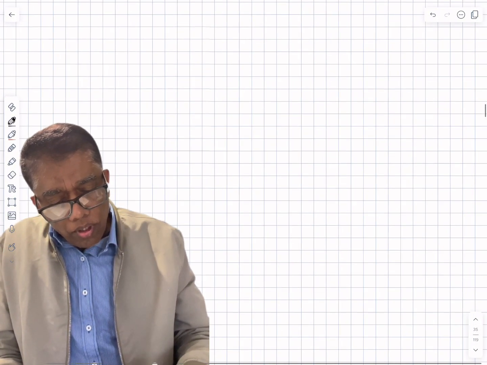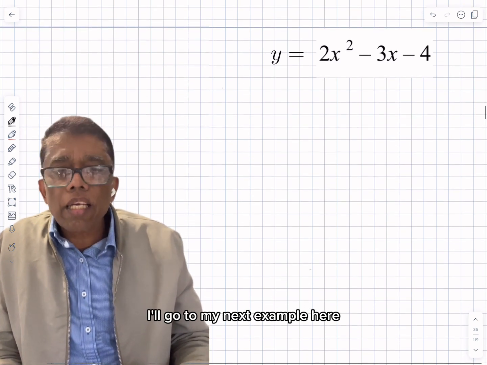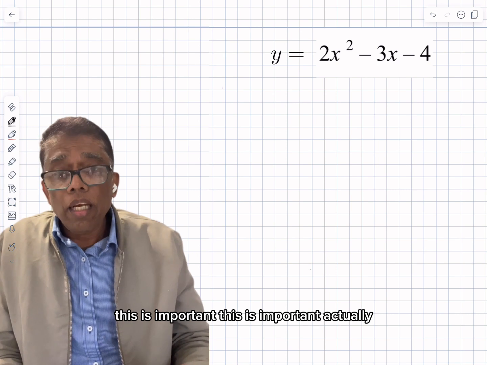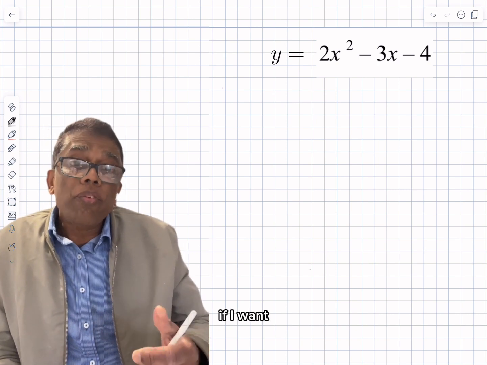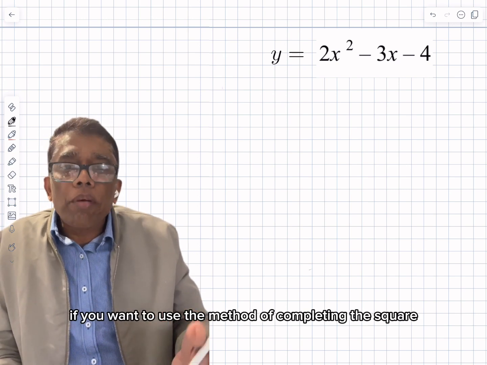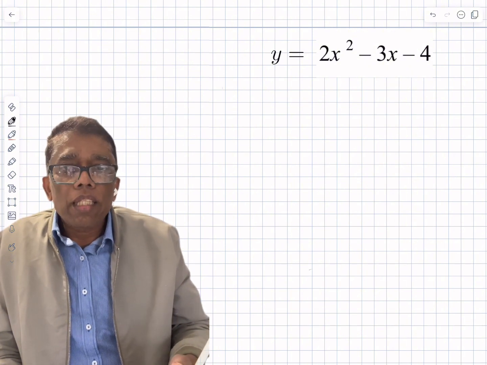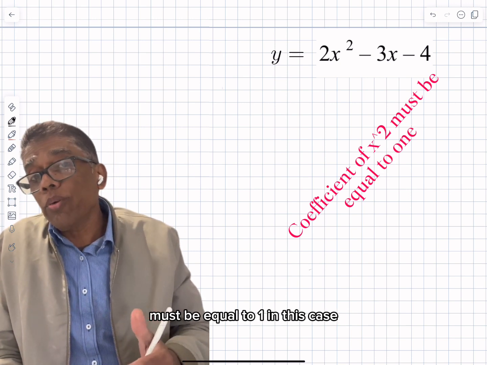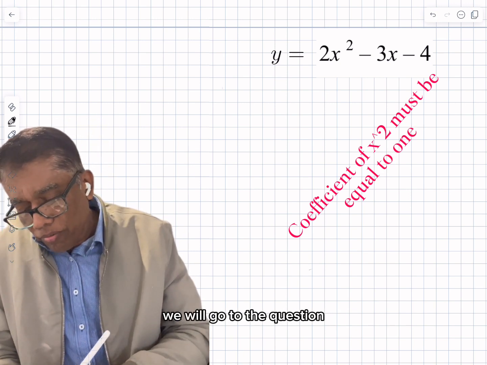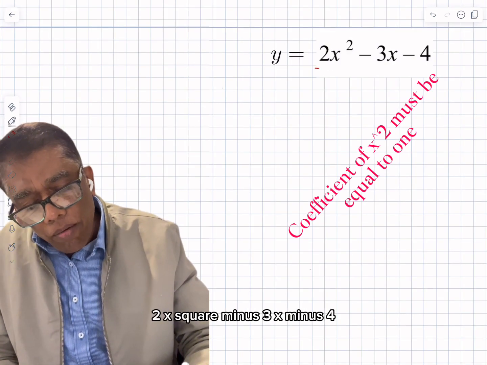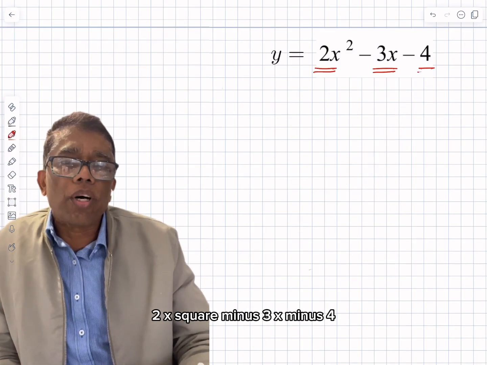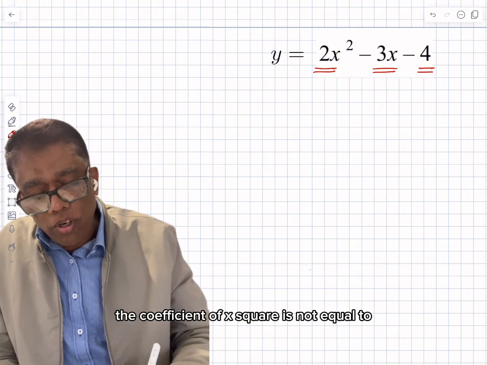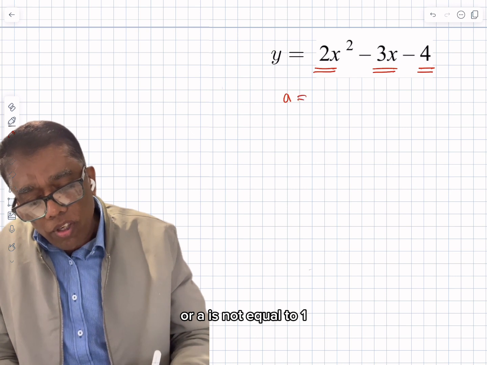Now I'll go to my next example. This is important. If we want to use the method of completing the square, the coefficient of x square must be equal to 1. In this case, we will go to the question 2x square minus 3x minus 4. The coefficient of x square, a, is not equal to 1.